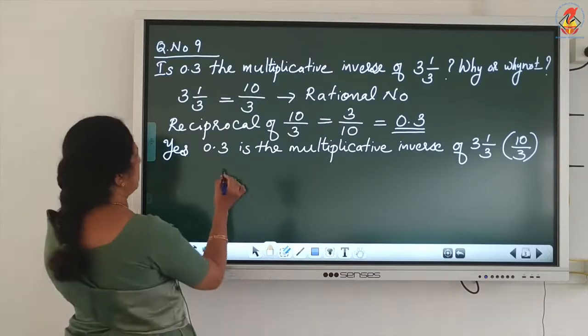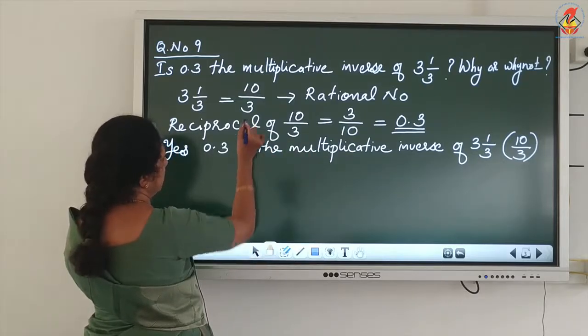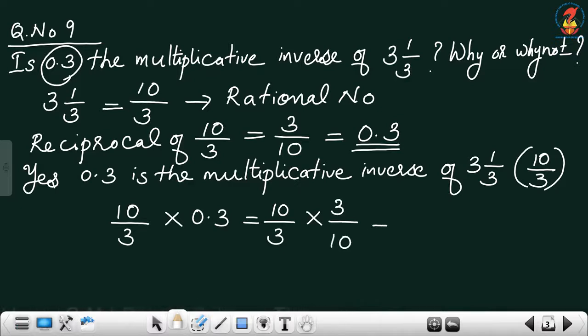Now, we are going to verify it. Then the rational number is given as what? 3 and 1 by 3, which is 10 by 3. 10 by 3 into, you have to check whether 0.3 is the multiplicative inverse. 10 by 3 into 0.3, which means 3 by 10. So, 10 into 3, 30, 30 by 3 into 10, 30. So, 30 by 30 is equal to 1.